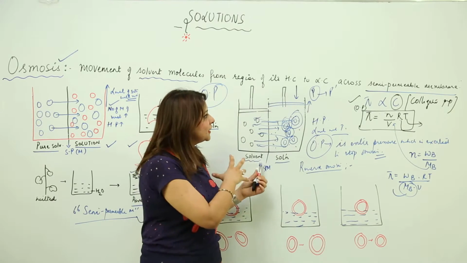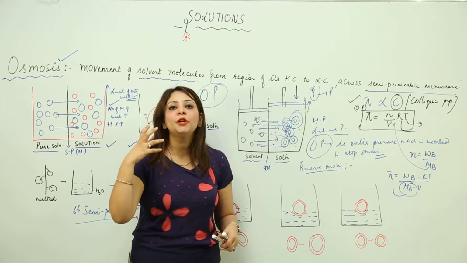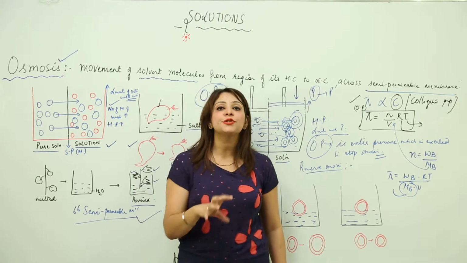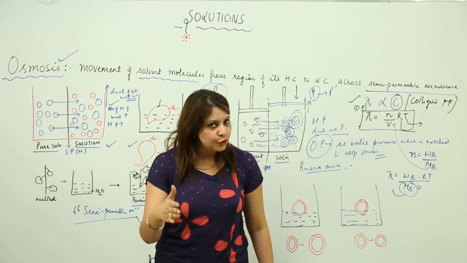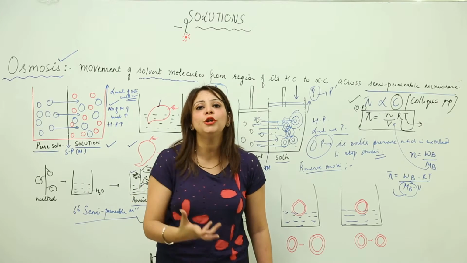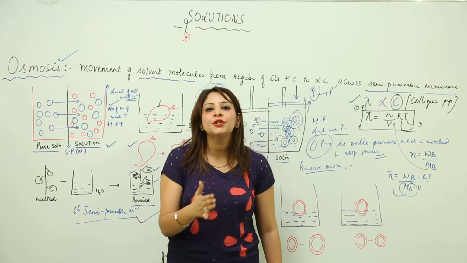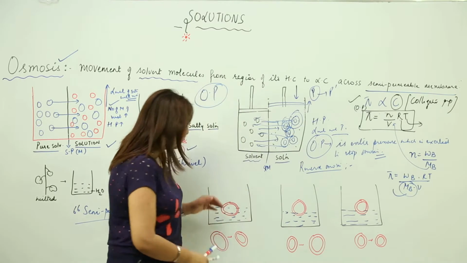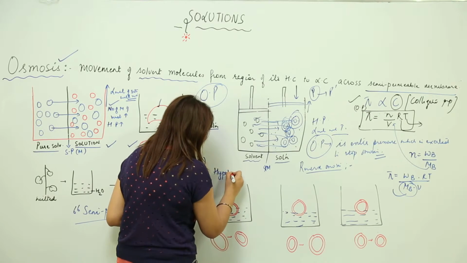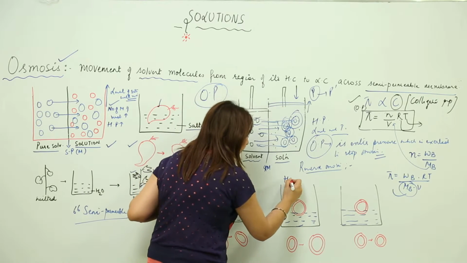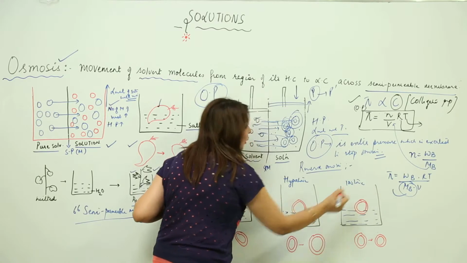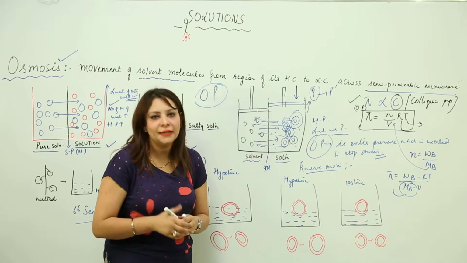Now that we have done osmosis, I want to make you familiar with the types of solutions. Depending upon the concentration of the solute, that is, how much solute is present, we divide solutions into three categories. One is the hypotonic solution, another is the hypertonic, and the other one is isotonic. It just depends upon the number of solute particles present.